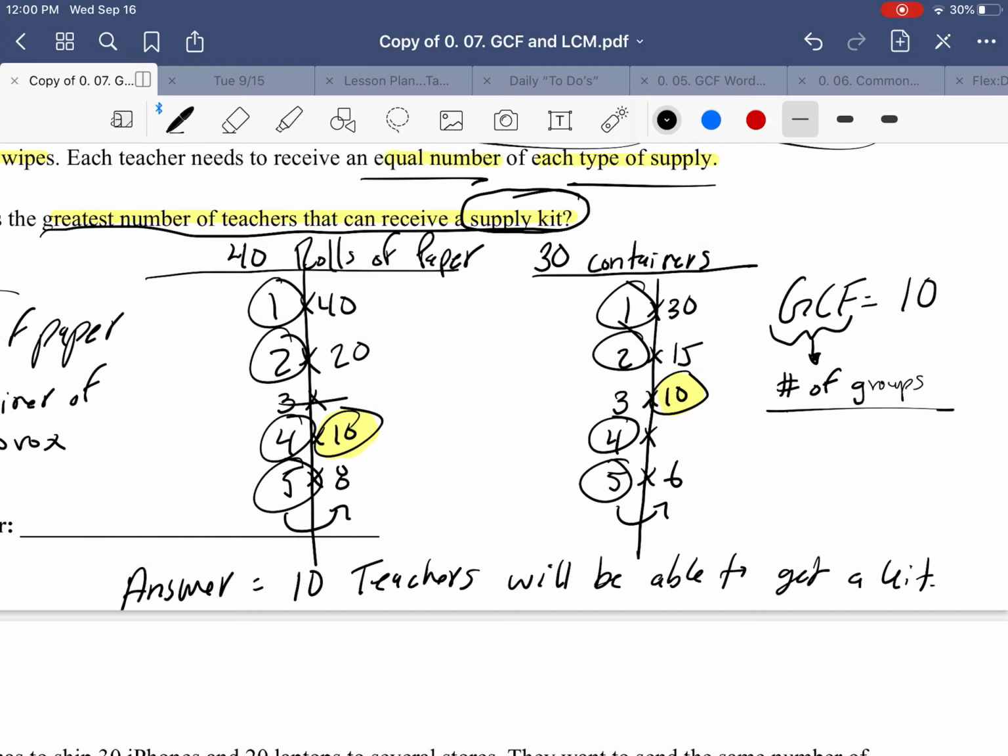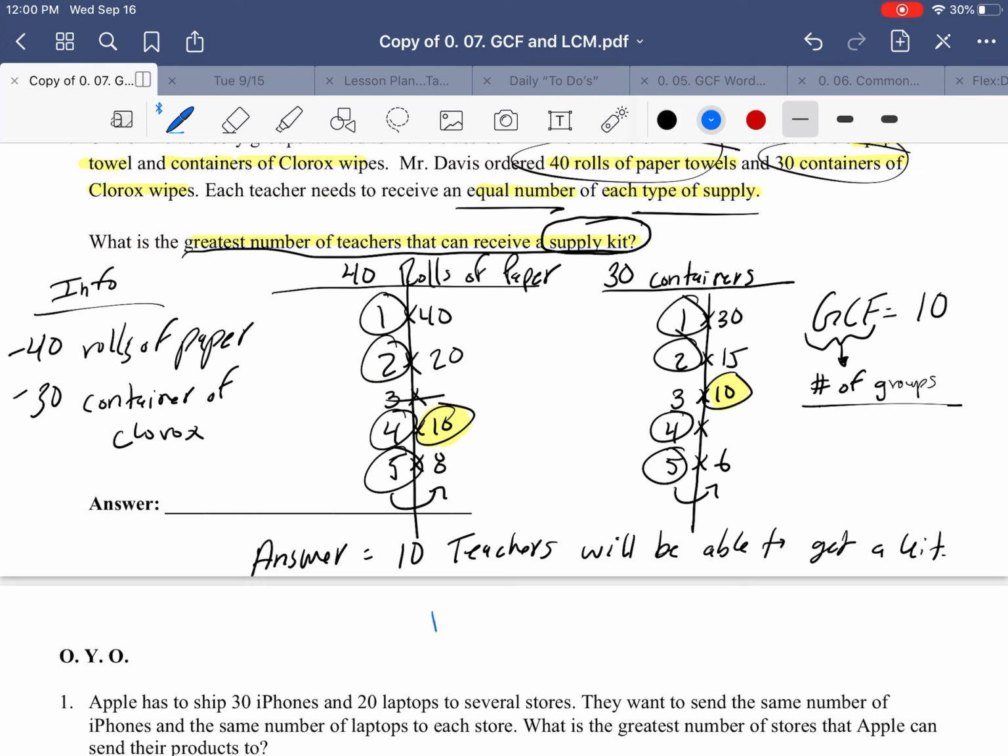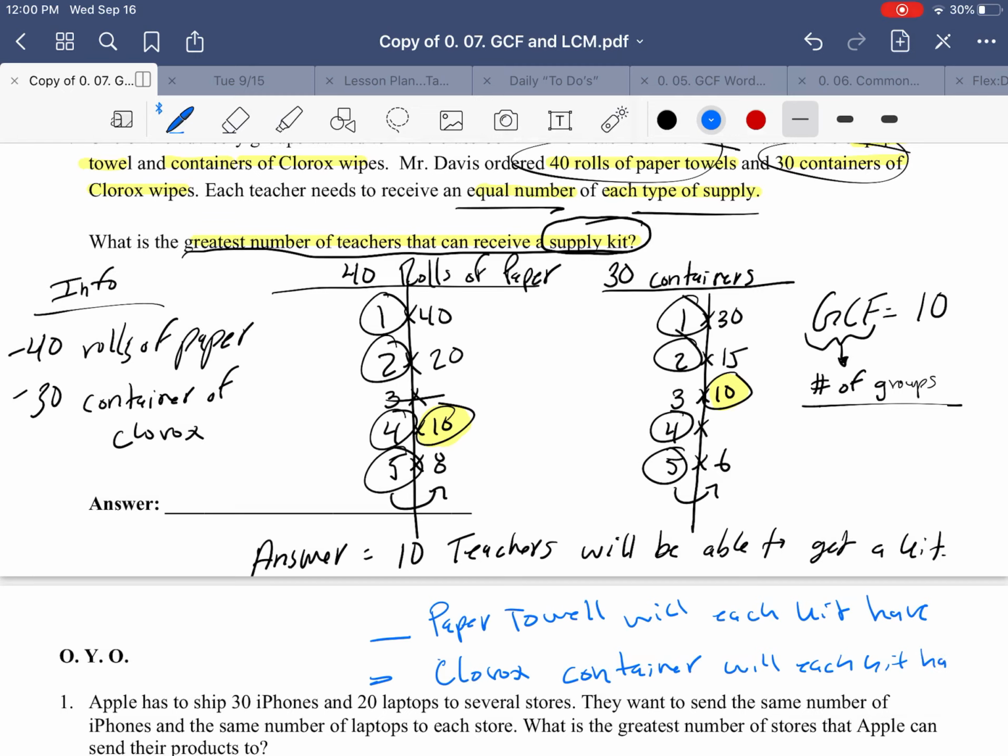But I'm going to push you a little bit more. How many paper towels will each kit have? How many Clorox containers will each kit have? Let's see if you can figure it out.